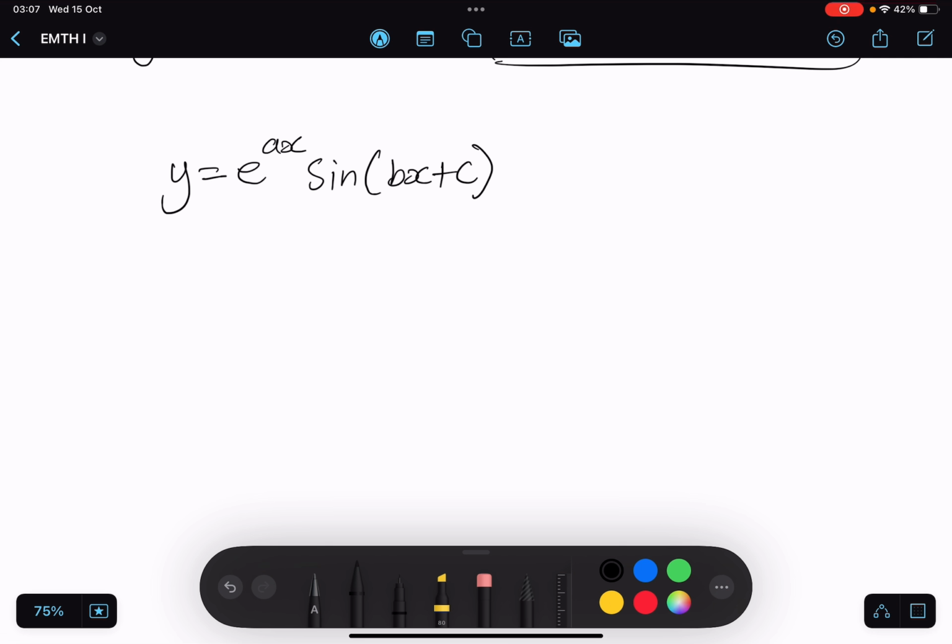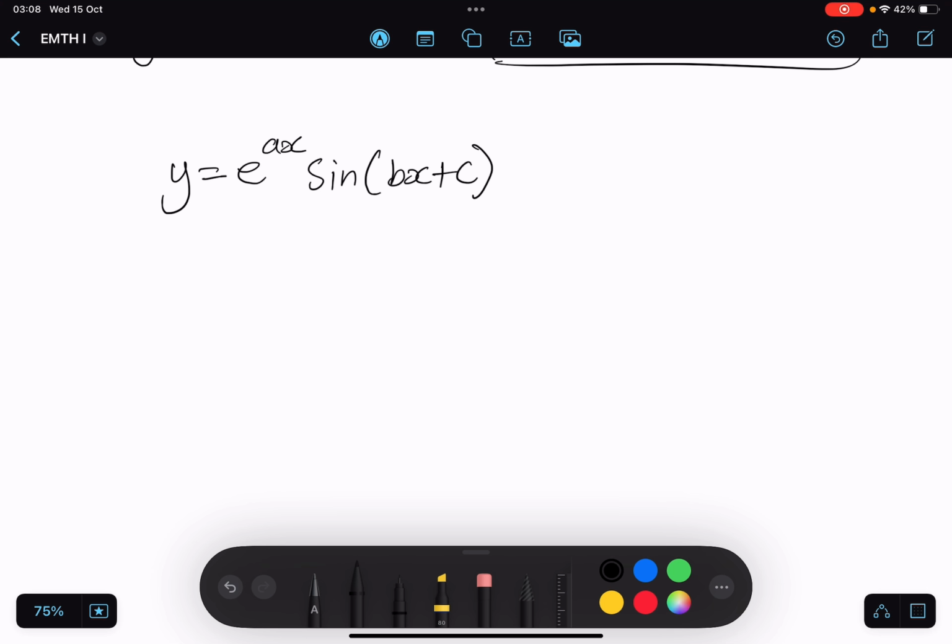So if given a function like this one, and we want to find the nth derivative of this function, one thing that we have to focus on with this one is, let's start with the first derivative.